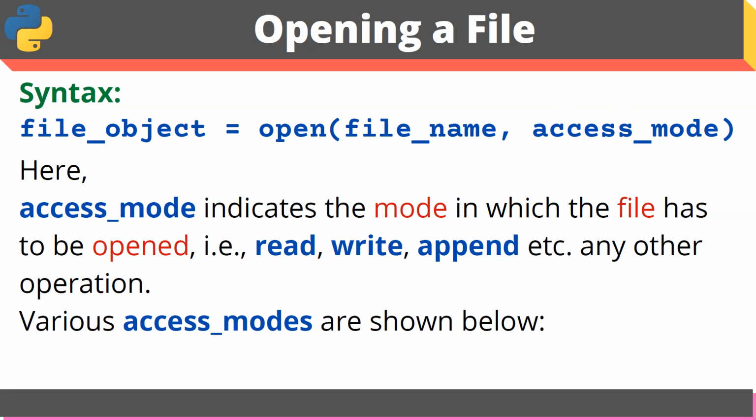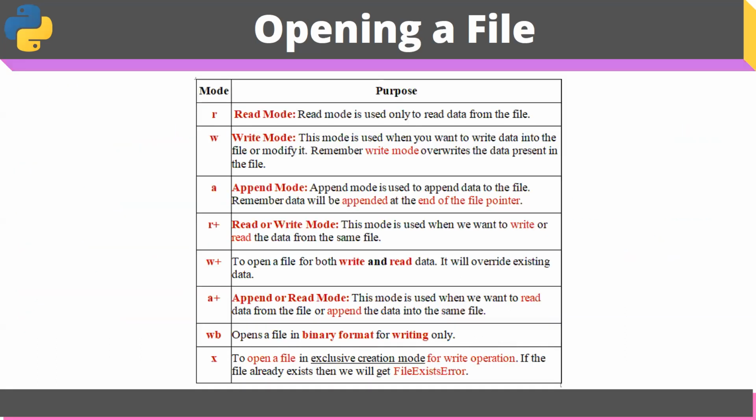The second argument is access mode, which indicates the mode in which the file has to be opened. So for what purpose we have opened the file, either for read or write or append, etc., or any other operation. So we have various access modes. Now we will see what the various access modes are.